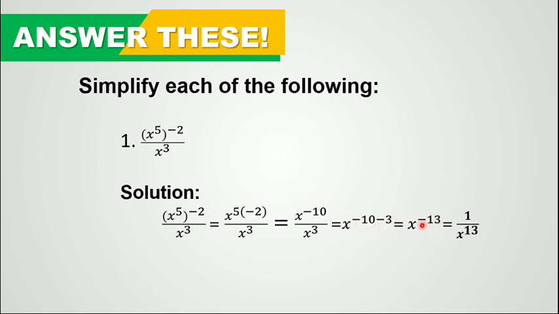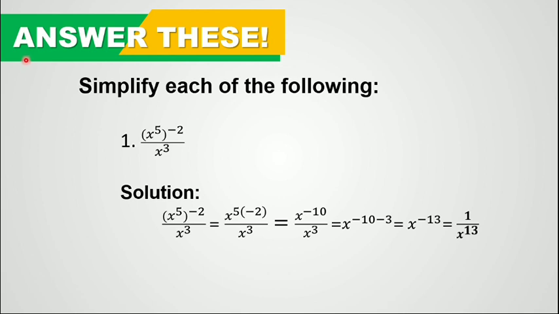And since this is a negative exponent, automatically the numerator will become 1, and then we will transfer this to the denominator, and change its sign from negative to positive. So our final answer would be 1 over x to the power of 13.